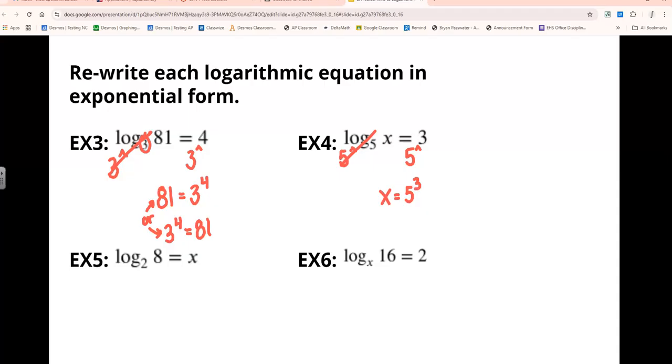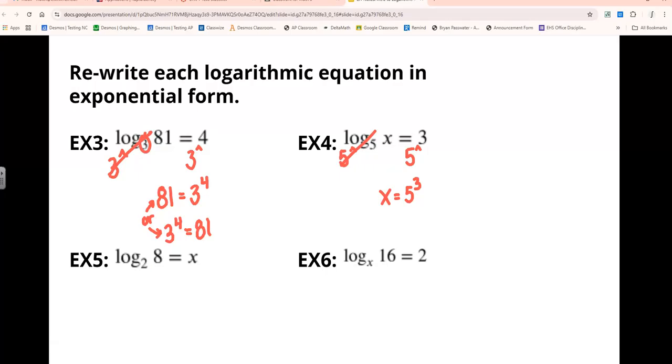And actually, that's a logarithmic equation that we just solved, because 5 to the third power, we could figure out what that is, 5 times 5 times 5. We're going to stop, though. Here we're just rewriting, is all we're doing. We're not going any further. We just want to get it out of log form into exponential form. Okay?